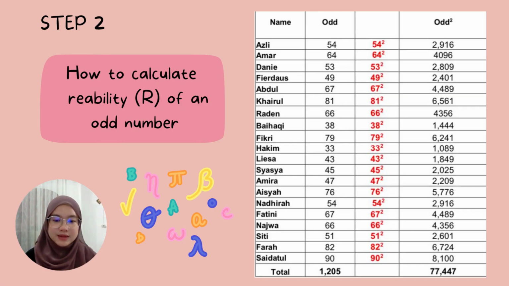Okay, the next slide, I want to talk about how to calculate the reliability of odd numbers for our group data. First of all, you must calculate a student named Azli. The odd number for Azli is 54, so you need to calculate 54 square equals 2,960. The odd number for Ammar is 64, so you need to calculate 64 square equals 4,096. The same goes for the next students, Danny, Firdaus, Abdul, Khairul, and so on.